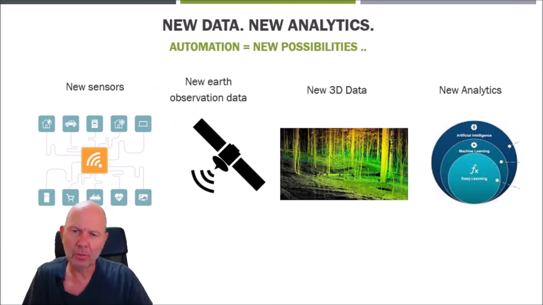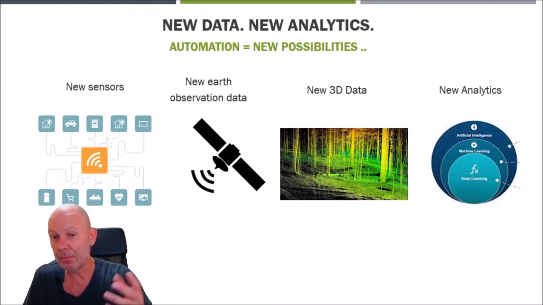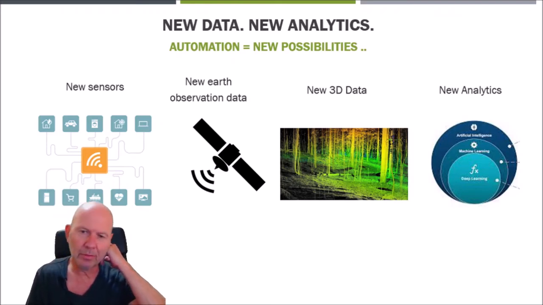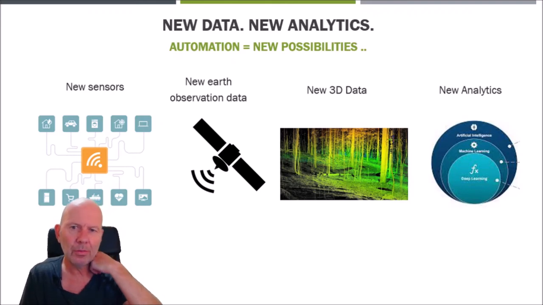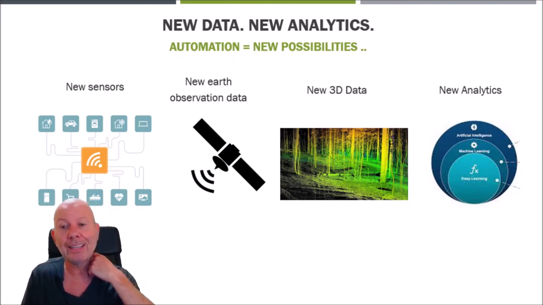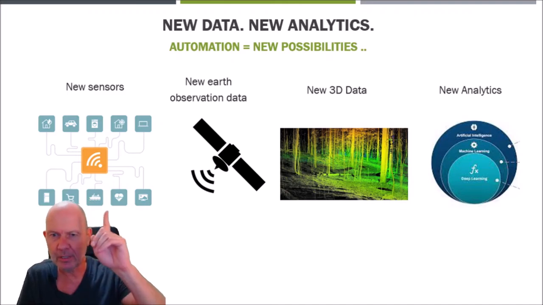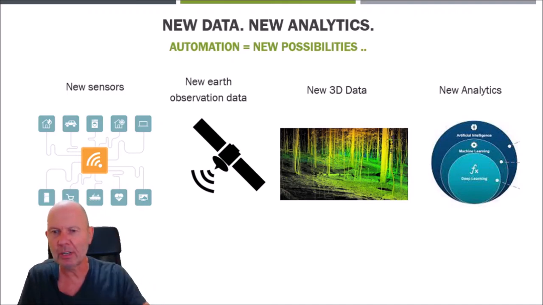The other piece to the 2.0, the Geospatial 2.0 story, was the recognition by me and others that have focused on 2.0 on the fact that we now have new data and new analytics. And that's been really quite recent, in the last 2 or 3 years. So what are those pieces that we're talking about here? Well, above me, you'll see new sensors. And I'm really talking there about the Internet of Things.